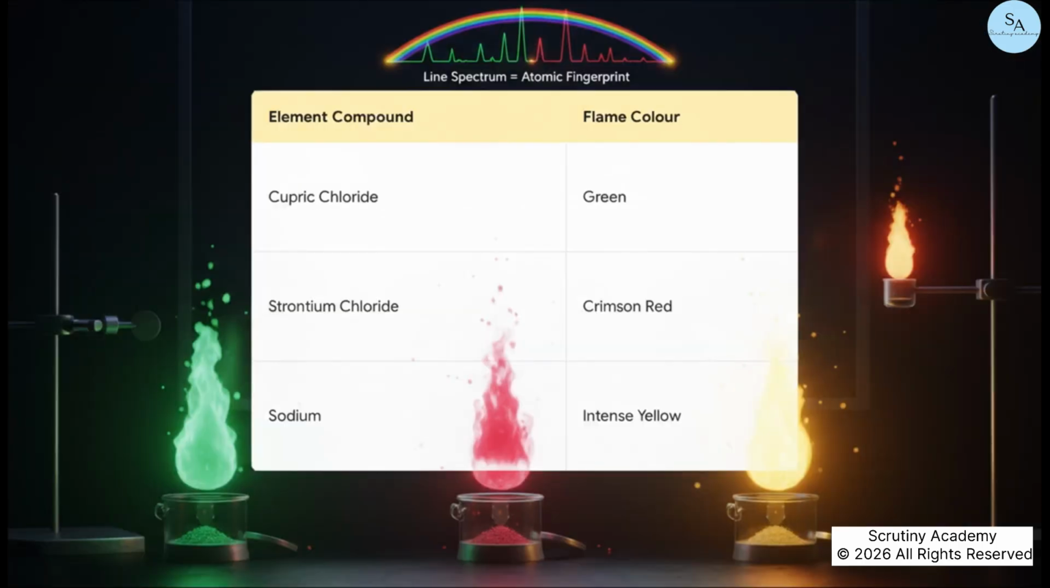So what happens when we do those experiments in a lab, when we heat up different chemical compounds? It's pretty amazing. They don't just glow white or make a rainbow. No, they emit very specific colors. Copper gives you that vivid green. Strontium gives you a brilliant red. And sodium, well, that's the intense yellow you see in so many streetlights.